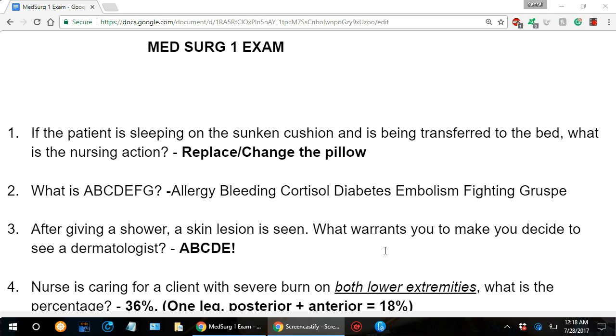If the patient is sleeping on a sunken cushion and is being transferred to the bed, what is the nursing action? Replace or change the pillow?